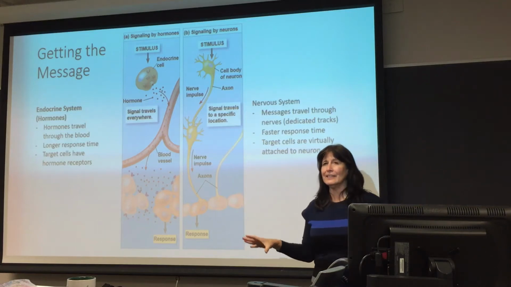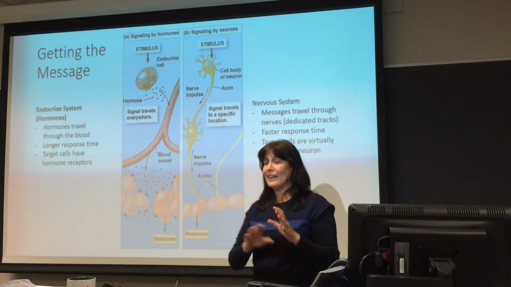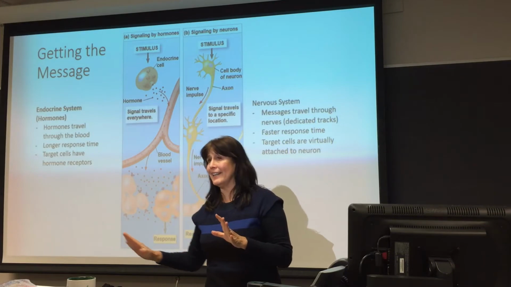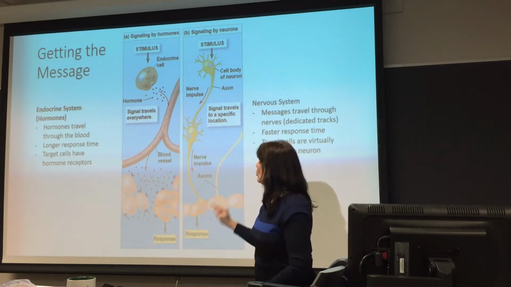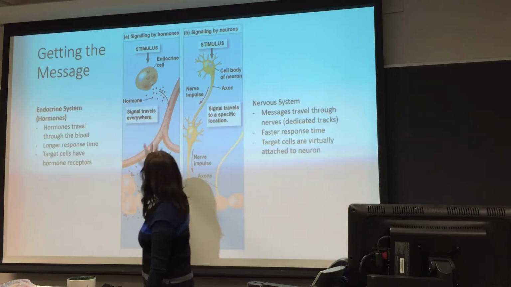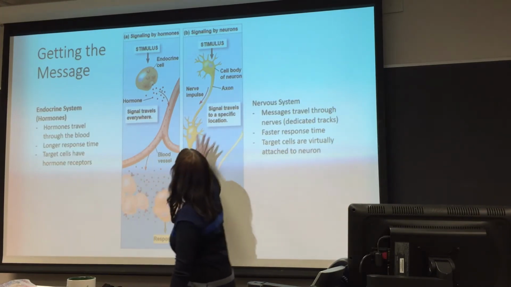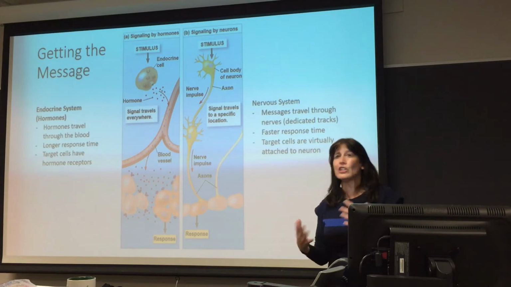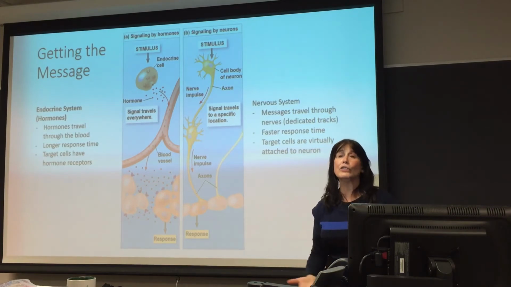Does a multicellular organism get the message throughout the body? It utilizes two primary systems. One is the endocrine system, and the other is the nervous system. And let's just look at the difference between the two.